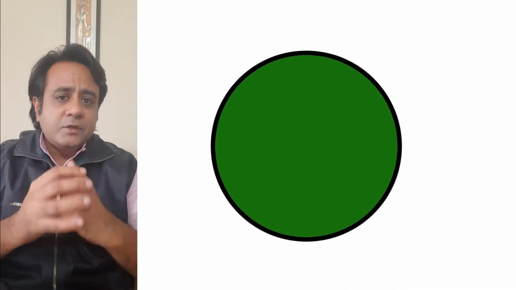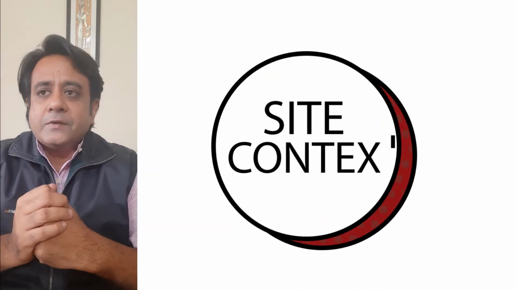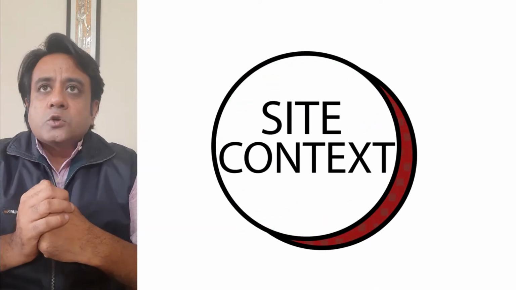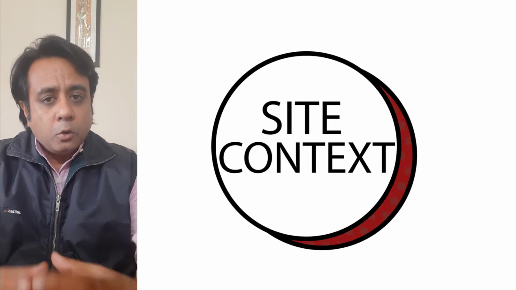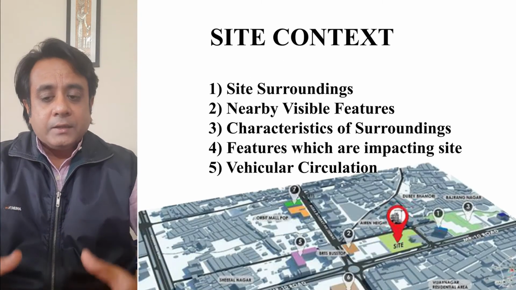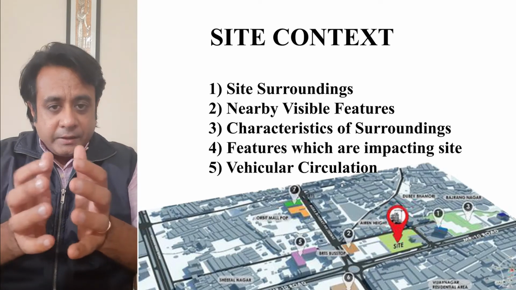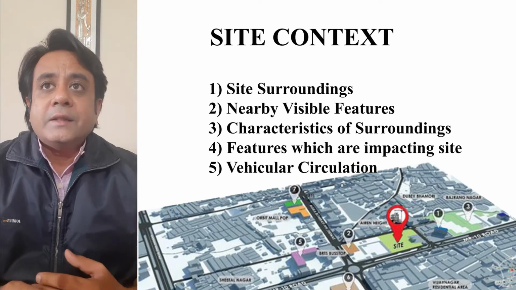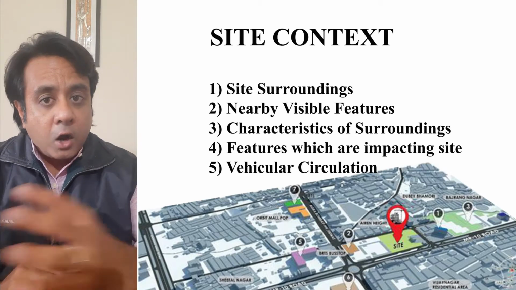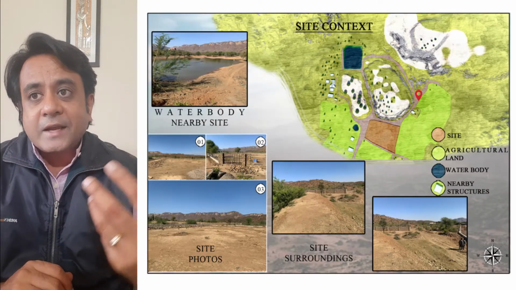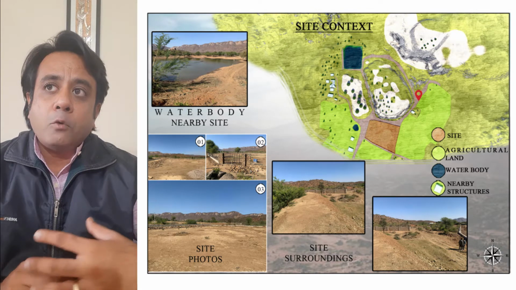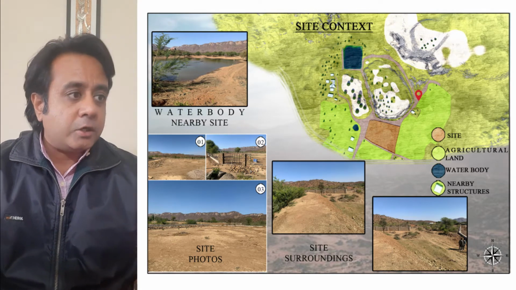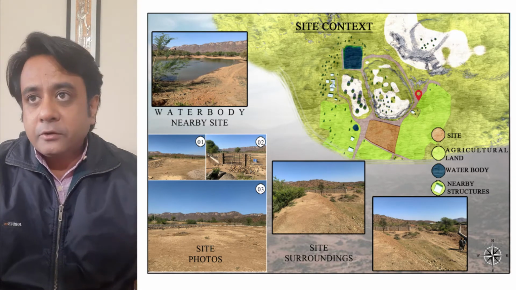So, the first thing that you need to understand here is the site context. When I say site context, I'm not talking only in terms of the building, the site on which you're going to do the construction, but what I'm talking about is the areas which are around. How is your site surrounding? What do you have in the immediate vicinity or the neighbors?